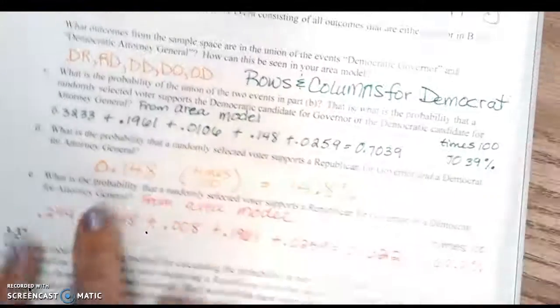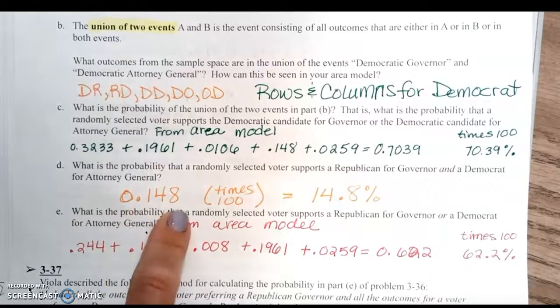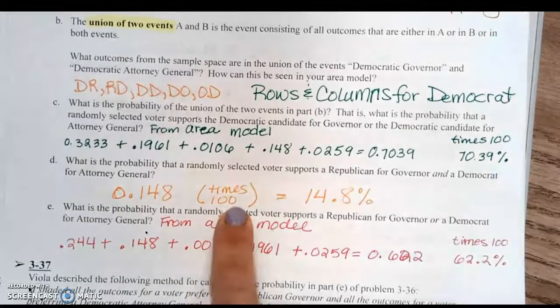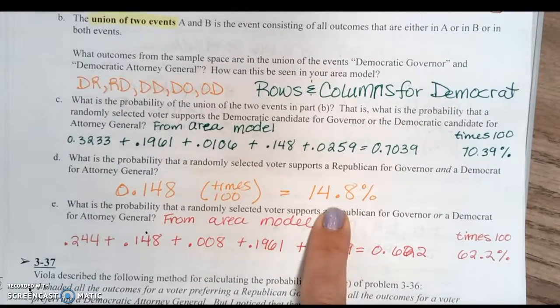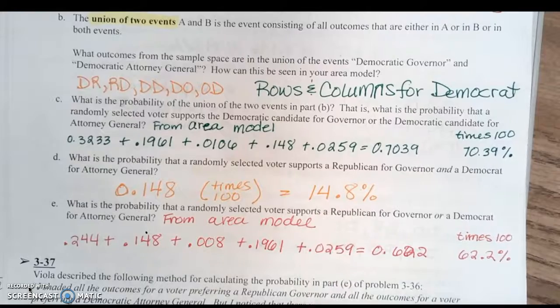So you write down 0.148. You multiply that by 100. That's going to be 14.8%. So you just see where they intersect.